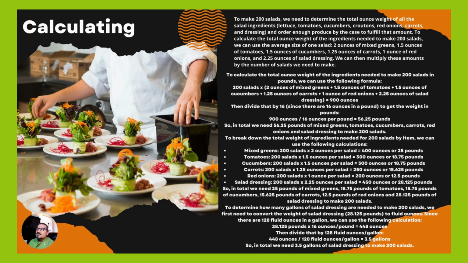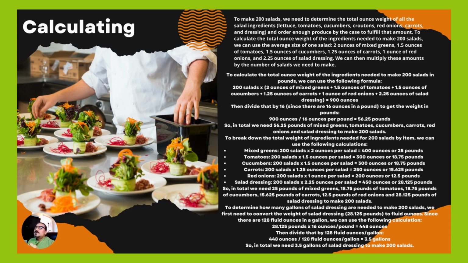Okay, let me read off the top of what we're doing here. Let's start with the salads. To make 200 salads, we need to determine the total ounce weight of all salad ingredients: lettuce, tomatoes, cucumbers, croutons if we're using them, red onions, carrots, and dressing. Then order enough produce by the case to fulfill that amount.